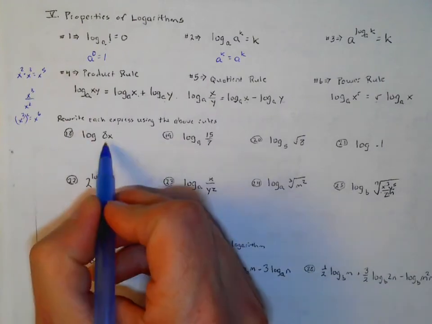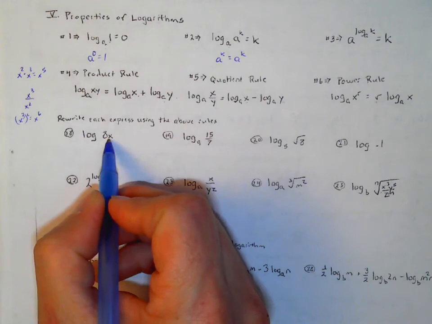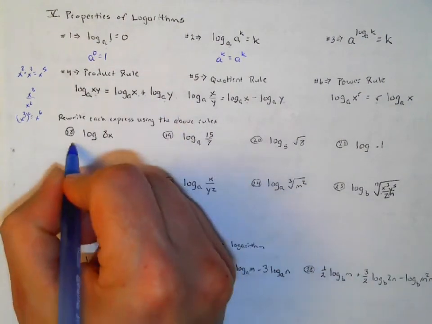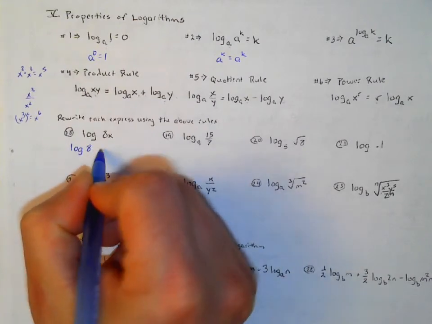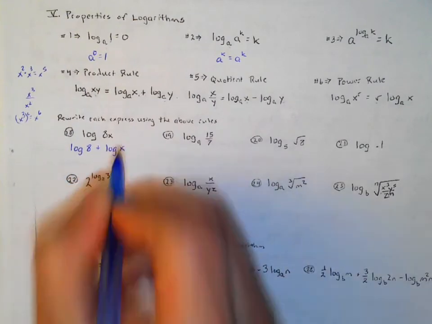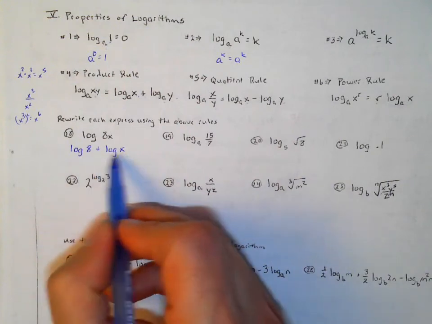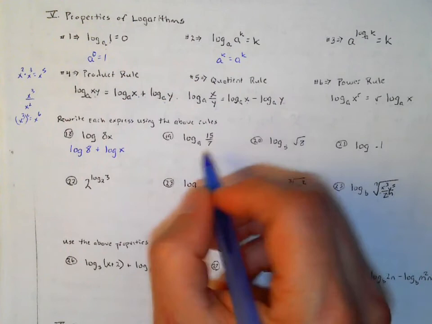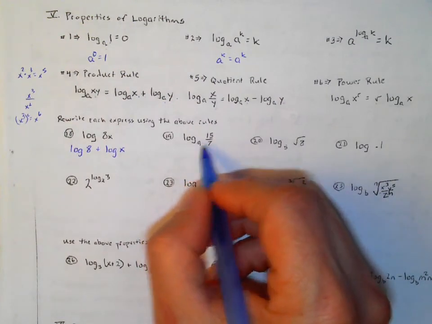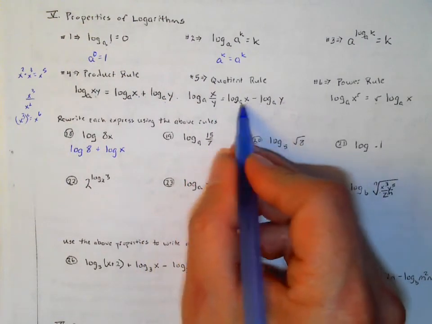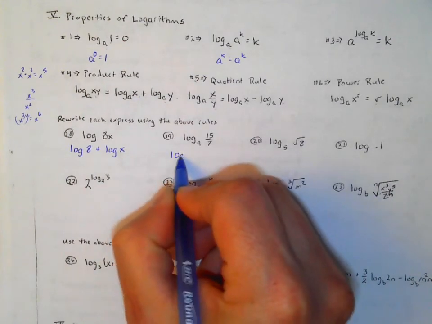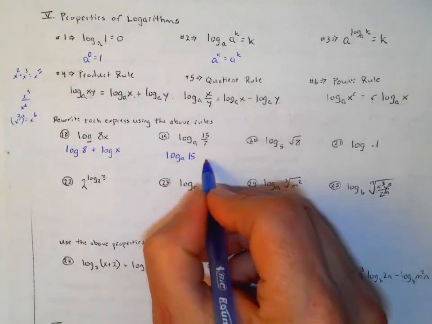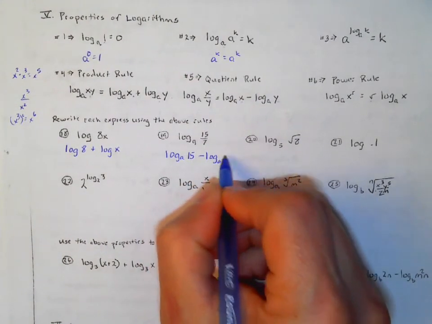Okay, this is a multiplication. So remember when we are multiplying, we can separate it into an addition. So we can say this is log of 8 plus log of x. Remember, if it's just log with no base, it's implied base 10. We don't really need to know that here, but that's implied. Remember when we divide, we can make it a subtraction. So it's log base a of 15 minus log base a of 7.